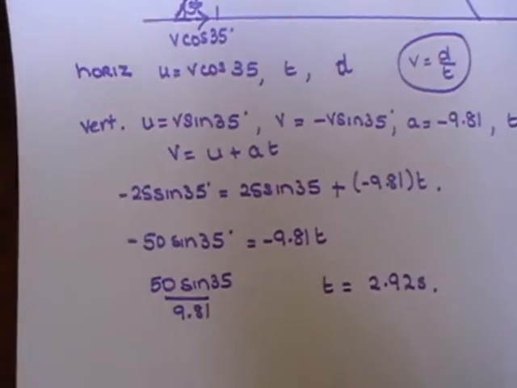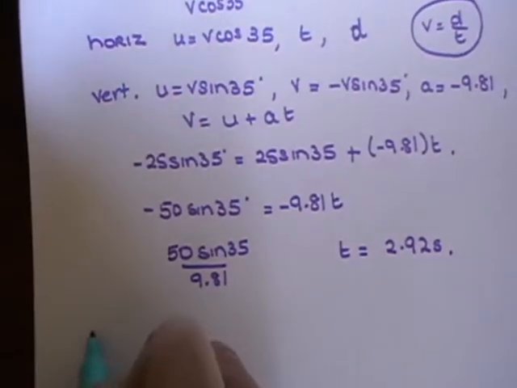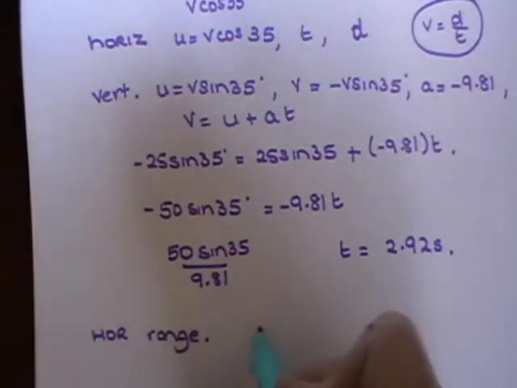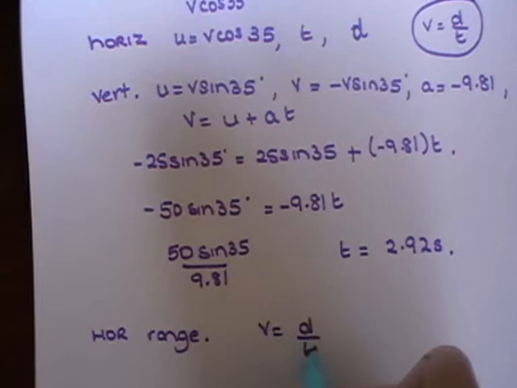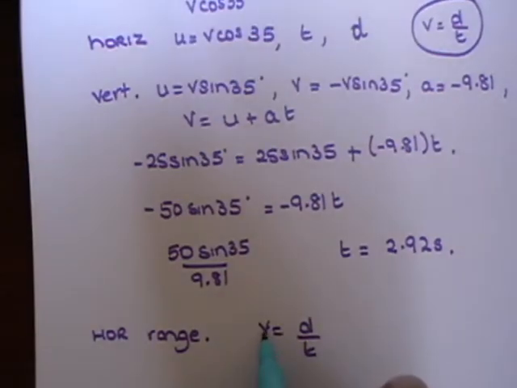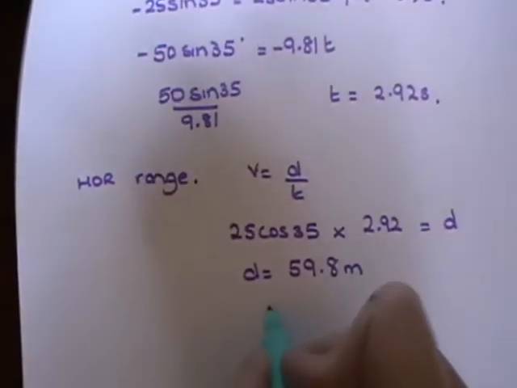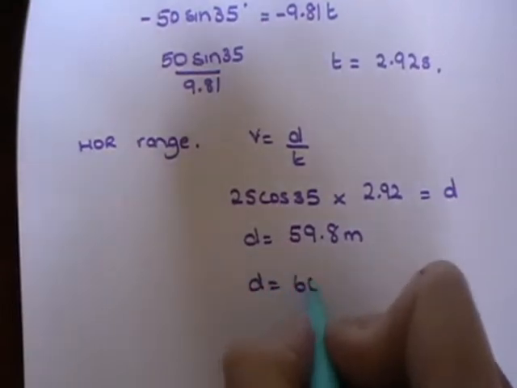Now, unfortunately, that's still not our answer. We now need to find the horizontal range. So we're looking for d out of v is equal to d over t. We now know v and t. The velocity horizontally never changes, and it's 25 cos 35, multiplied by the time, 2.92, and that gives you your distance. The distance comes out at 59.8 metres, and we'll just round that up to 60 metres.